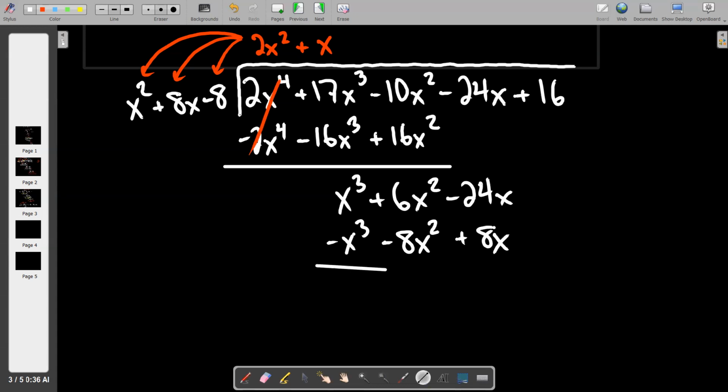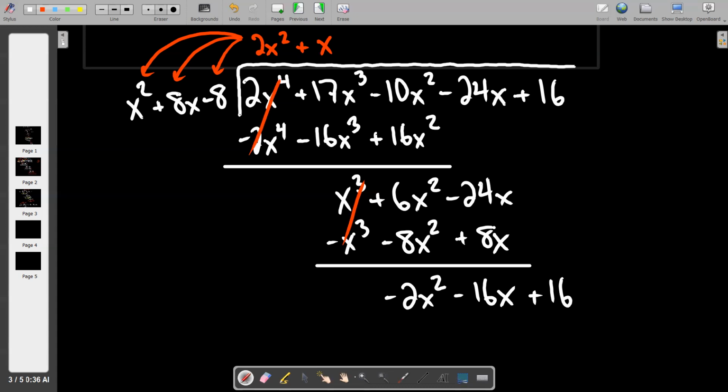And now I draw my dividing line, and I combine like terms. I don't have to call it subtraction anymore because I already did the subtracting switch. For the x squareds, I go cancel. For the x cubes, excuse me, how many x squareds do I get? 6 minus 8 is negative 2x squared. And for the x's, what's negative 24 plus 8? And then I drop down the final plus 16, and the algorithm is back to the beginning.